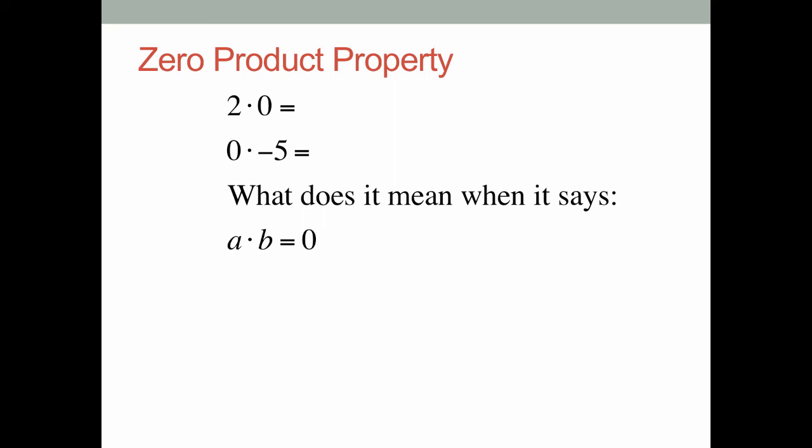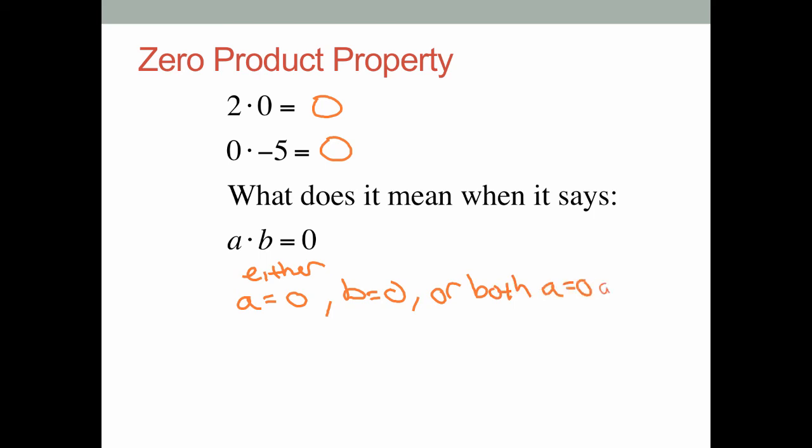So we all know 2 times 0 equals 0. We also know 0 times anything is 0. So what does it mean when it says a times b equals 0? This is what is called the zero product property. It means either a equals 0, b equals 0, or both a equals 0 and b equals 0. So a and b stand for anything.